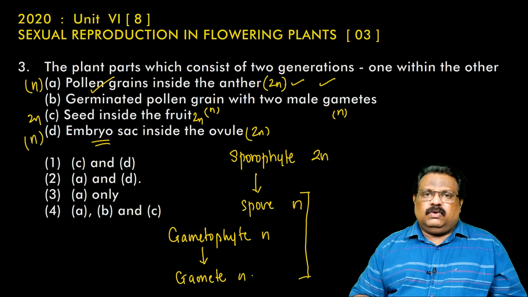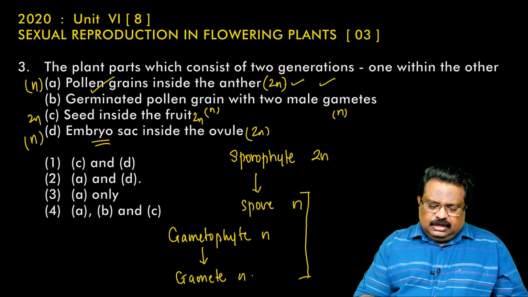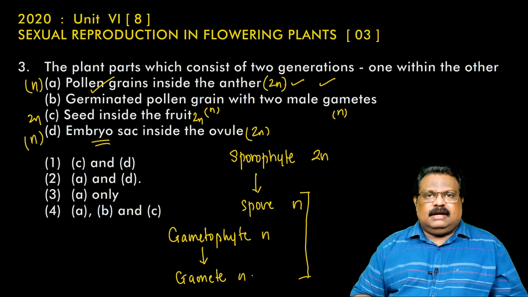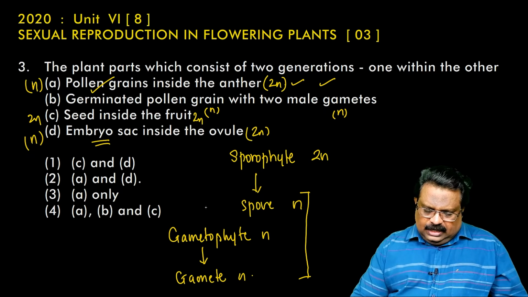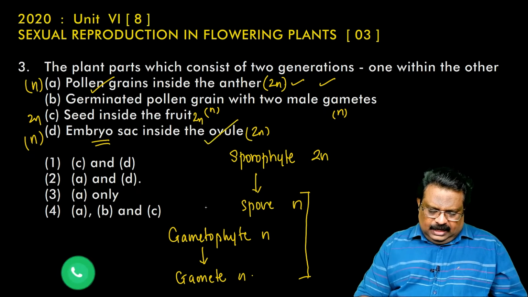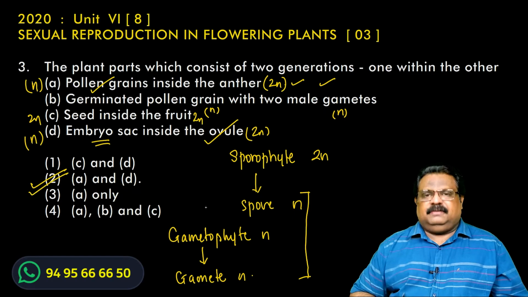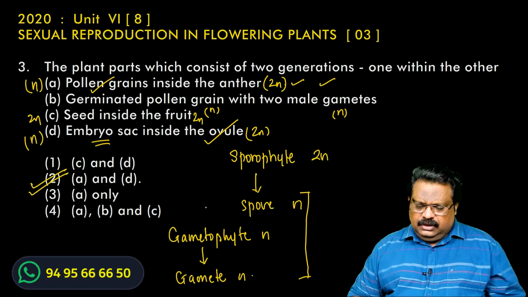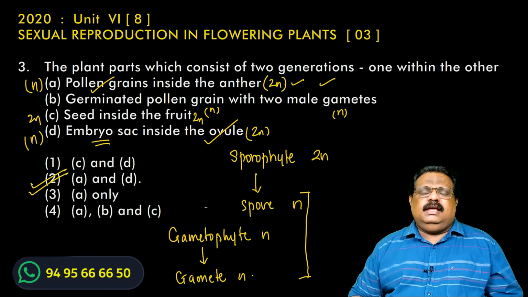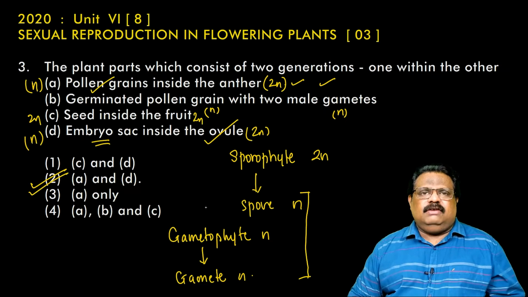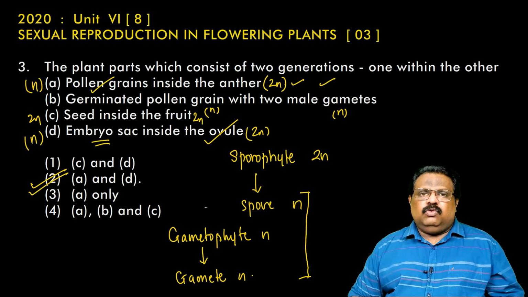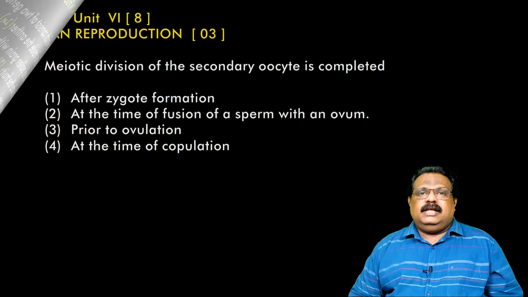Then the anther is the sporophyte inside which the microgametophyte or pollen grains are present. So A is right, D also is right. So the answer must be A and D, the second option. Okay, so these three were questions from the second chapter, sexual reproduction in flowering plants. Now we can move on to the third chapter. The third chapter is human reproduction.